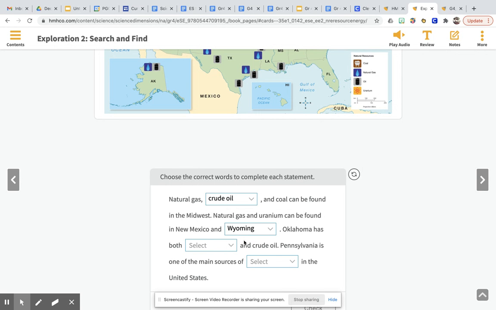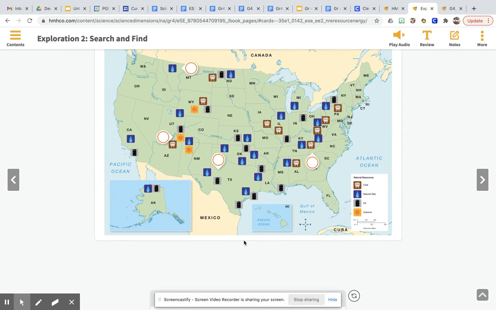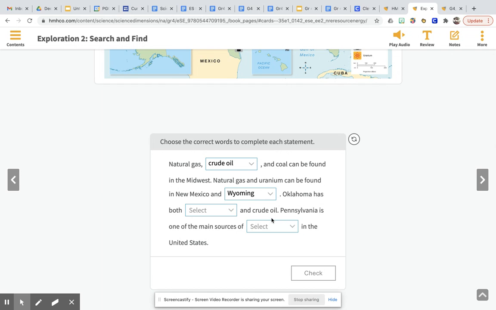All right, the next one says Oklahoma has both blank and crude oil. So let's take a look at Oklahoma. Oklahoma on our map is where? Do you know where Oklahoma is? That's right. This area right here is Oklahoma. Okay, that's Oklahoma. And what do you see here? We see natural gas and oil. And so let's see, natural gas and crude oil. So our answer is what? That's right, natural gas.